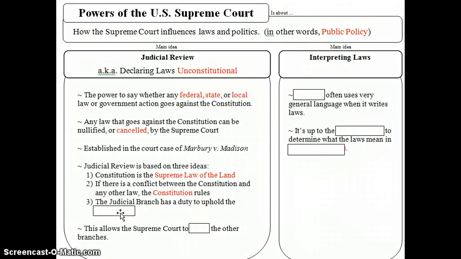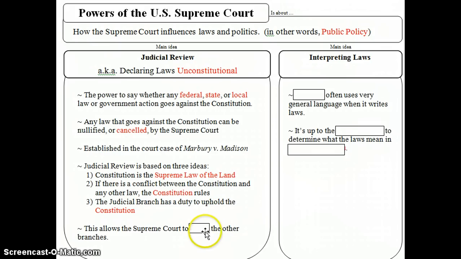And number three, the judicial branch has a duty to uphold the Constitution. The court case of Marbury versus Madison that we mentioned earlier clearly established that it's the job of the judicial branch, not the executive, not the legislative, to uphold and protect the Constitution and make sure that we're always keeping a consistent meaning and making sure that it is being obeyed by the other branches.